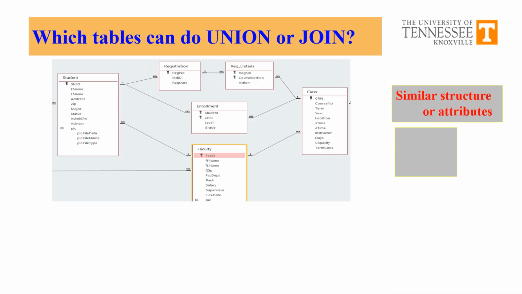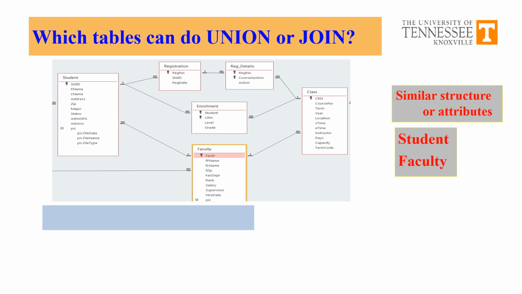So there are more examples. When we use tables that have similar structures, the same columns and data types, we can use union. For example, here, student and faculty have a similar structure.